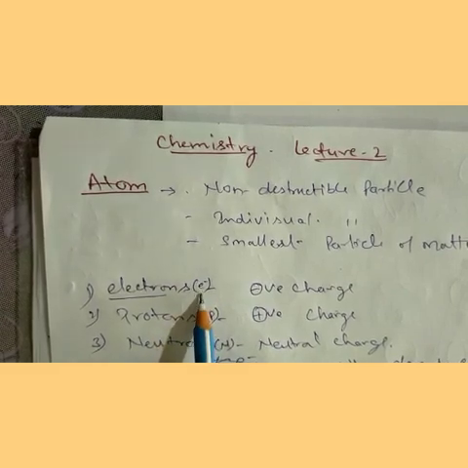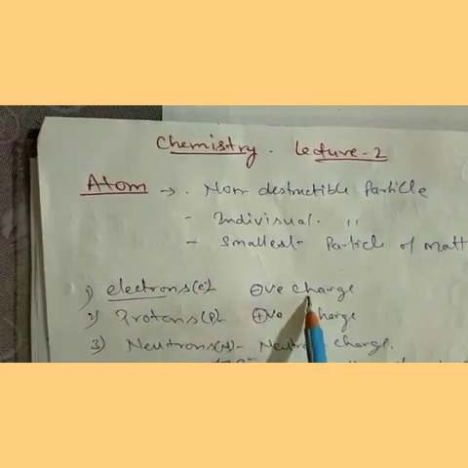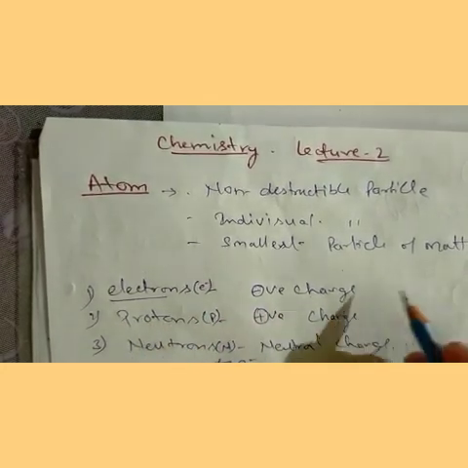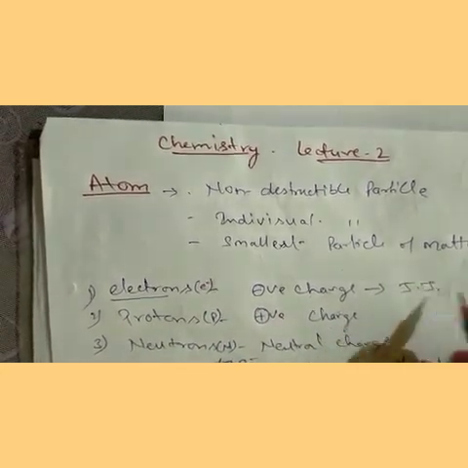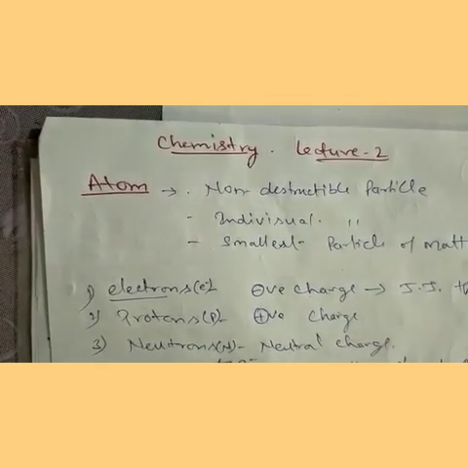Electron is denoted by e bar. This bar means negative charge. So this having negative charge was discovered by Sir J.J. Thomson. You can also write it because this question will come in the 1 mark or 2 marks.